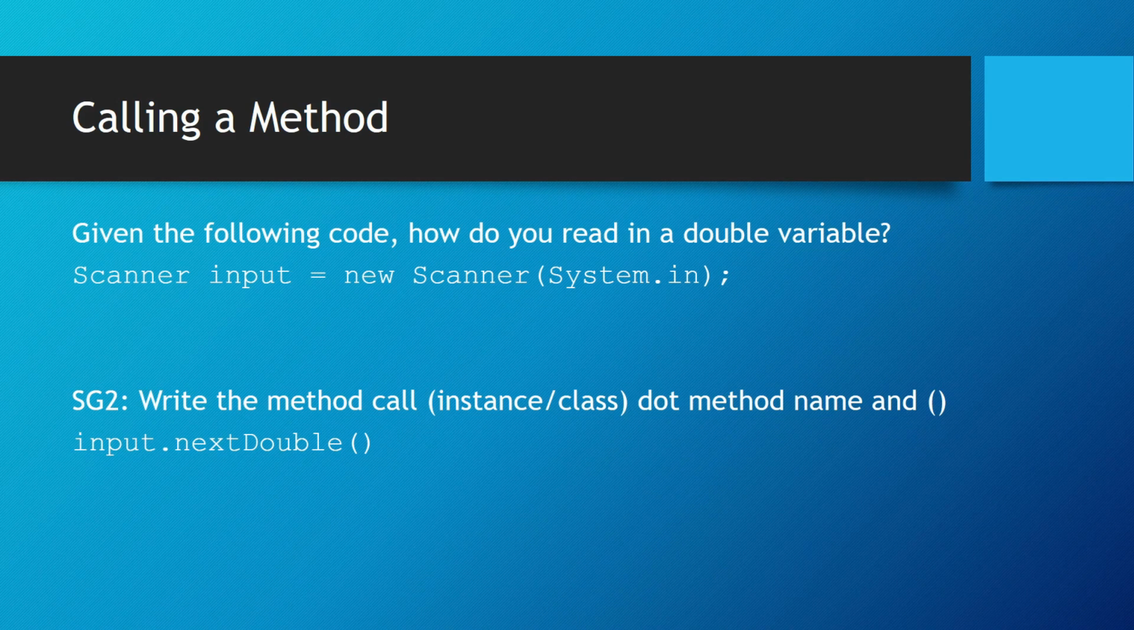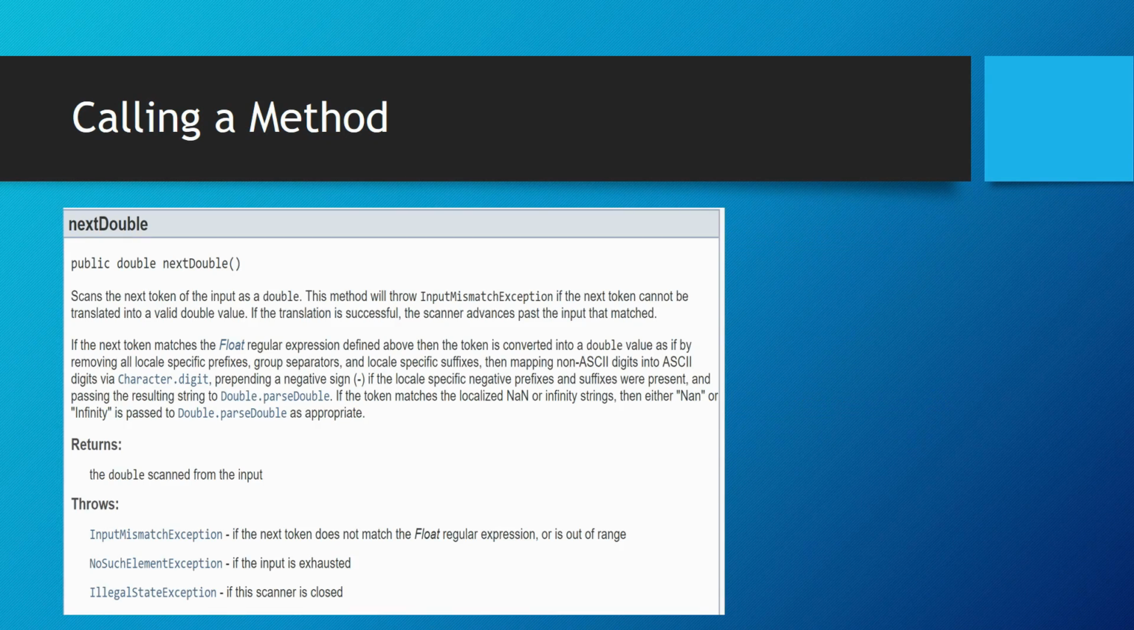You might not know if it is a static or instance method at this point. Most everything you do will generally be an instance method. You have to know the name of the method you want to call, or look it up within the API. For reading in a double variable, the name of the method is nextDouble. Now we want to be able to call this.